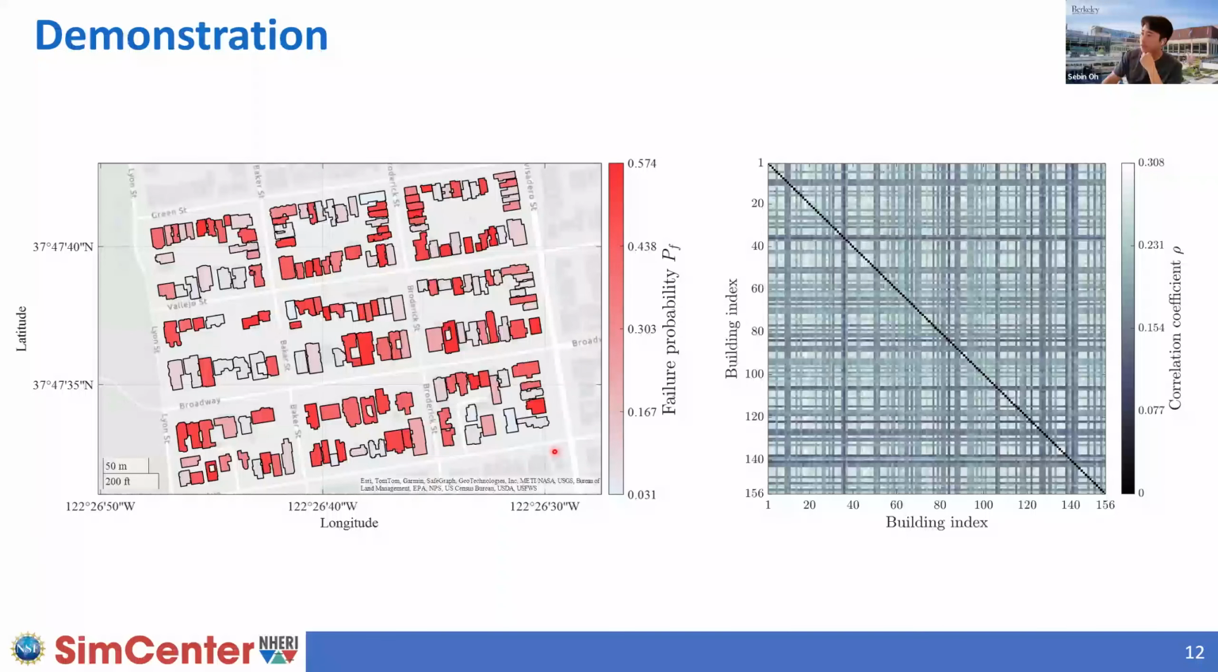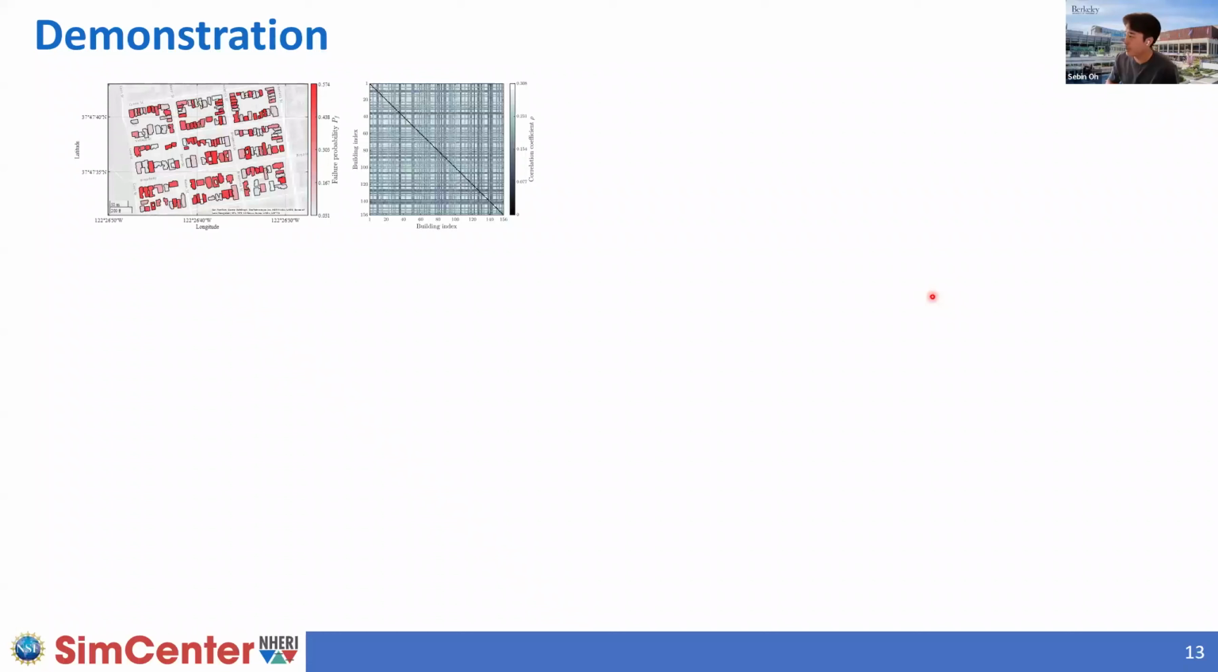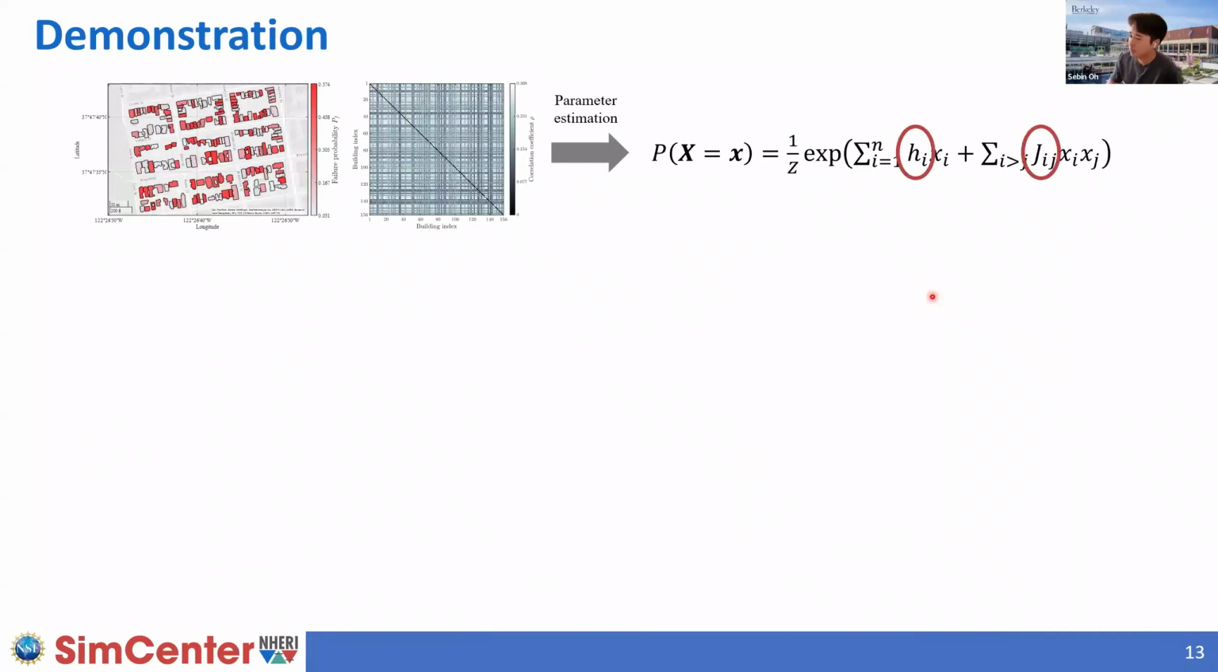This left figure shows the failure probability of each building, and this right figure illustrates the correlation coefficient for each building pair. And now that we have the first and second order moments, we can construct the Ising model using this information. So using the obtained information, estimate the Ising model parameters H and J. And once you estimate these parameters, the Ising model construction is done.